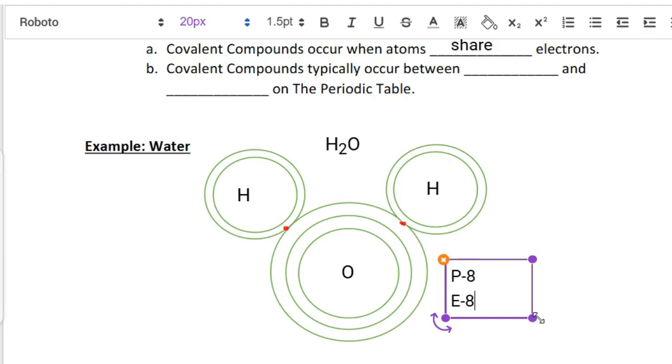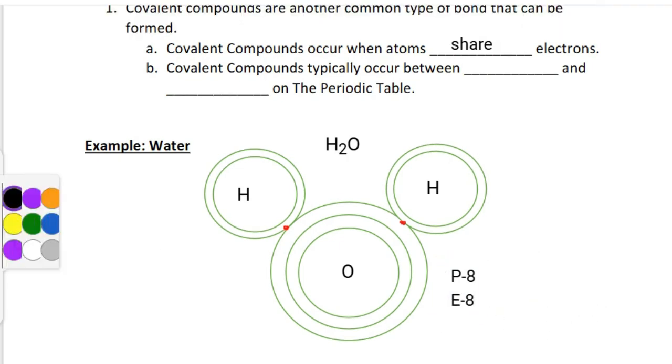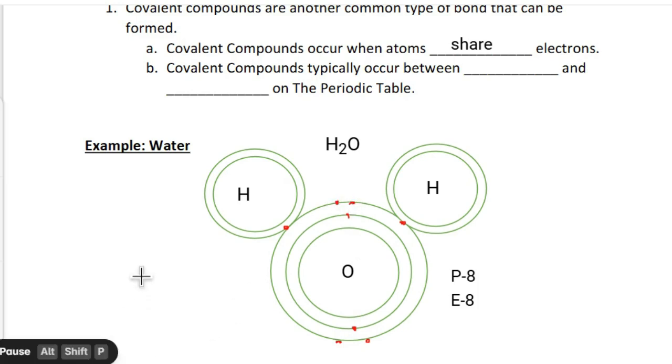Okay, and so we're going to draw its electrons. So 2 go in the first shell, and 6 are going to go in the second shell. So 1, 2, 3, 4. Now here's where the covalent compound part comes in, where they share the electrons. So it's got 4 in the outer shell. We need 2 more. So we're going to place it to where it overlaps with hydrogen.